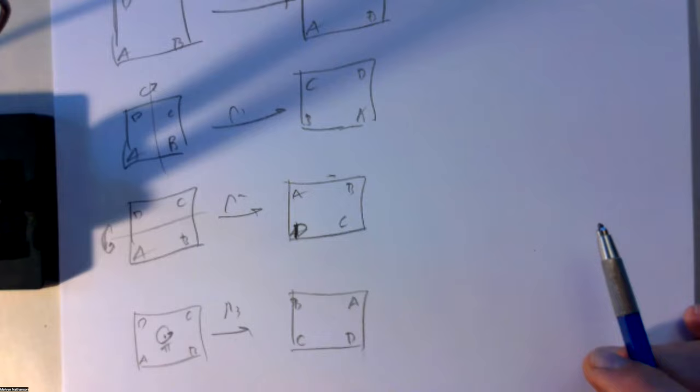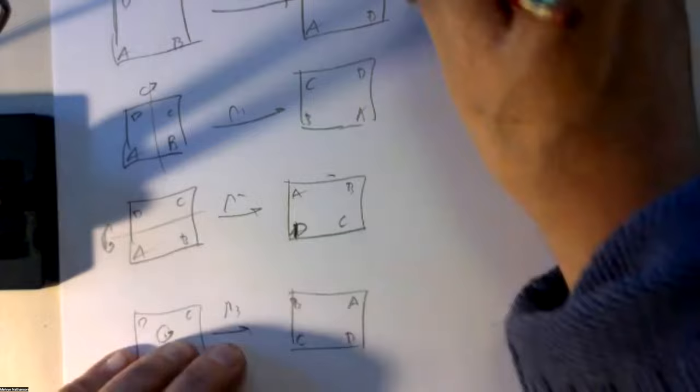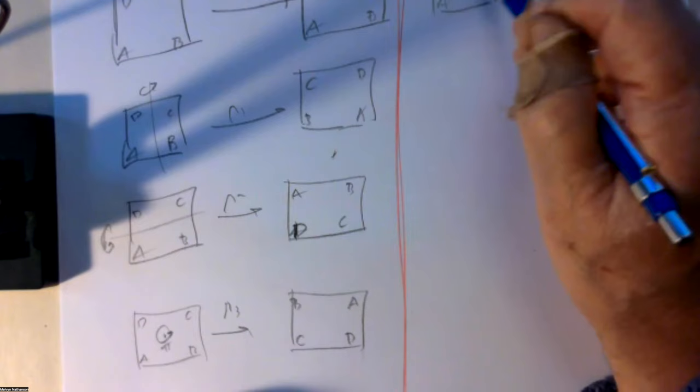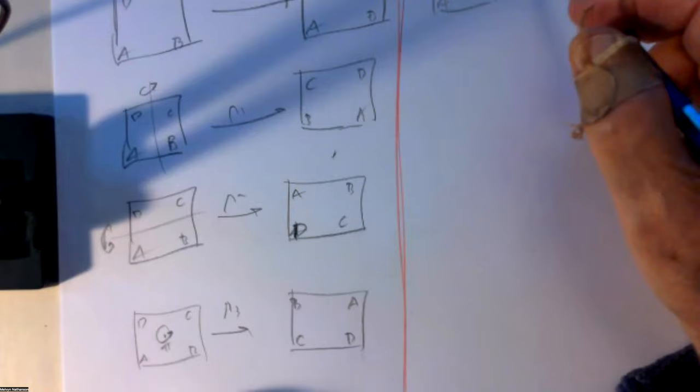But a square has more symmetries. What are some additional symmetries? Well, you could take A, B, C, D, and just rotate it by pi over 2 radians. So you can send A.